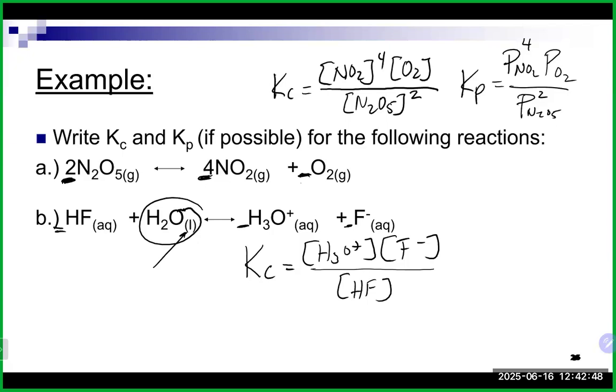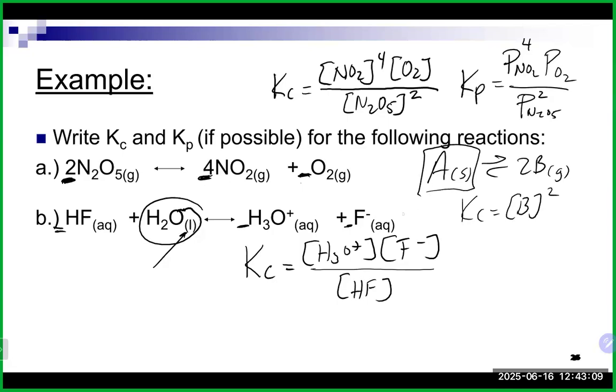Now, what happens if I had something like this? What would the KC value be? It would be the concentration of B, and we would square it. And because this is a solid and there's nothing else there, there would be no reactants, right? So basically that would be it.